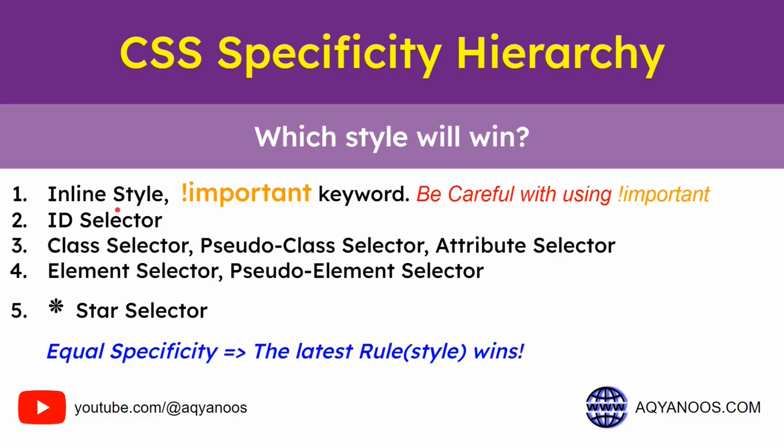Number 1, inline style. Inline style has the highest priority and it overrides any other styles if it is given using ID, class, element, or a combination of these selectors. We talked about selectors previously in this course. The important keyword in CSS has a higher priority than inline style. It even overrides the inline style, but without the important keyword, inline style has the highest priority.